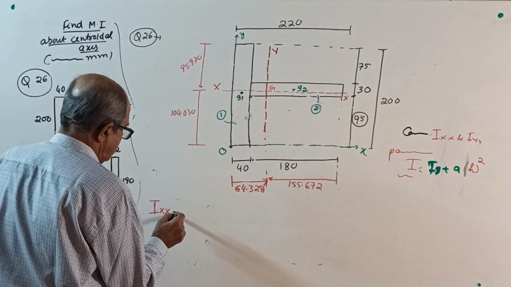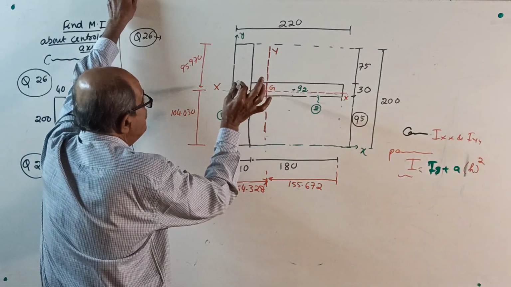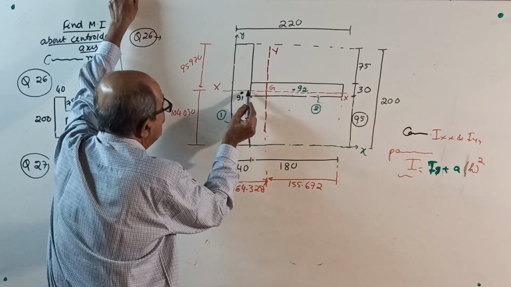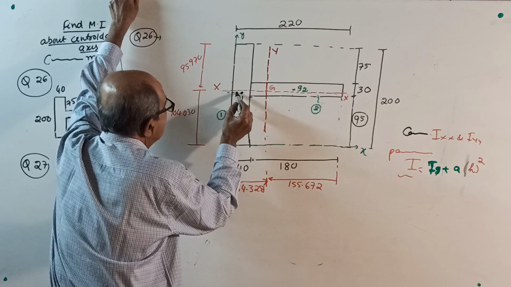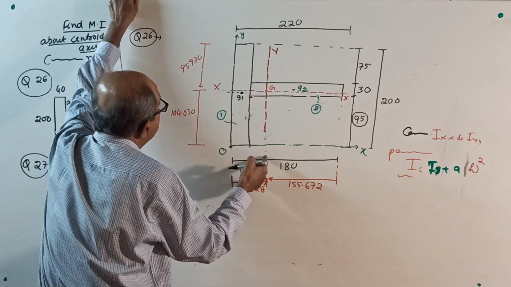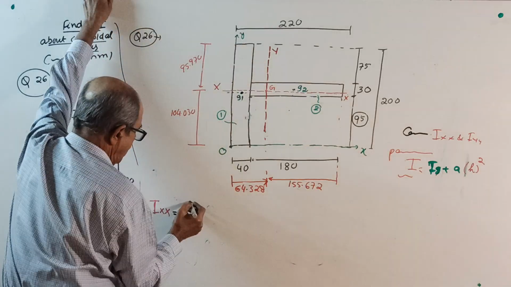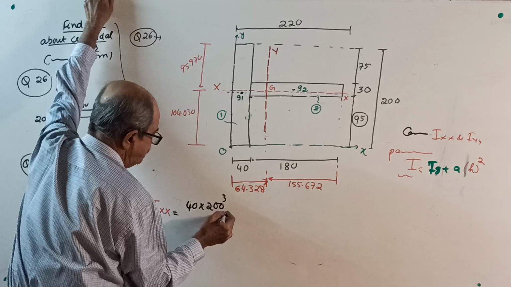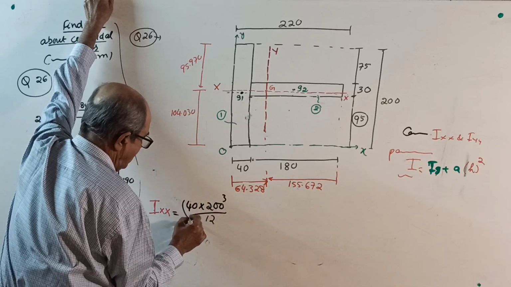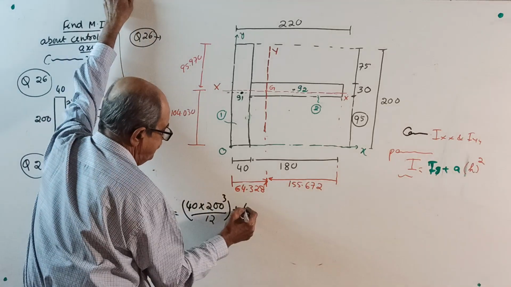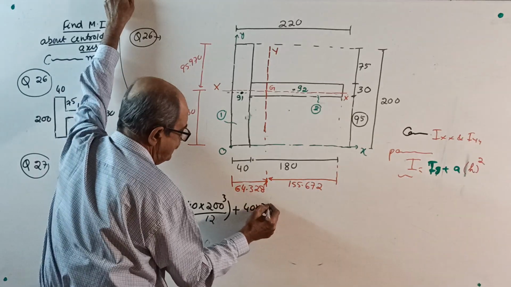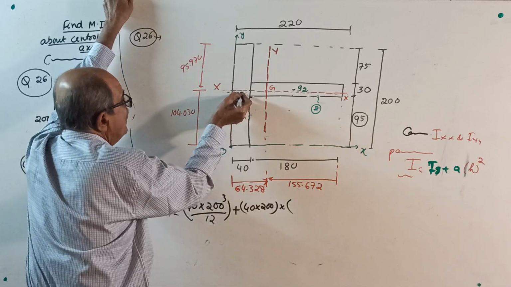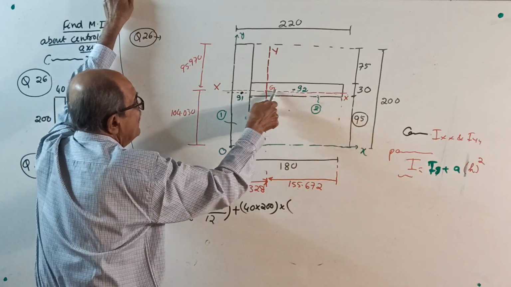Ixx. Correctly see. Start. Come to the centroid. Axis passing through the centroid, parallel to XX. See this axis. 40 into 200 cube by 12. This you should write very carefully. 40 into 200 cube by 12 is your I_G, plus area: 40 into 200 is the area, into the distance from centroid G1 to the XX axis.